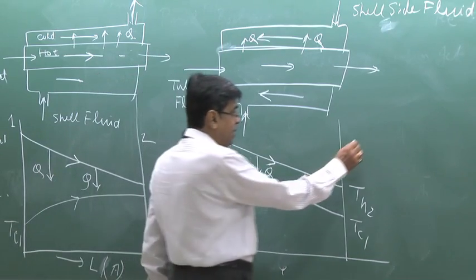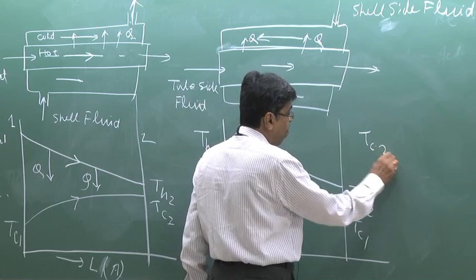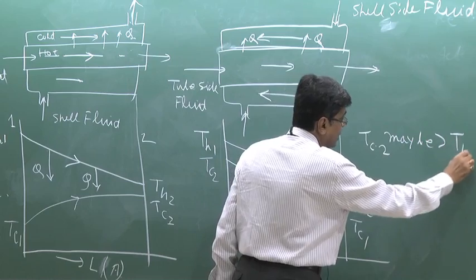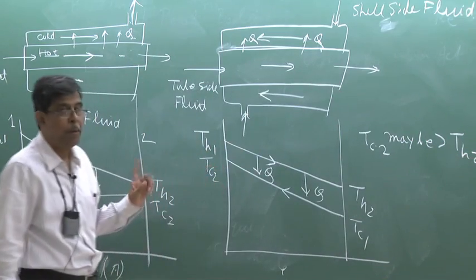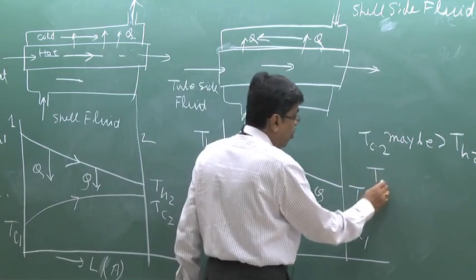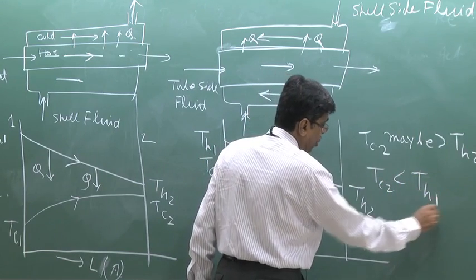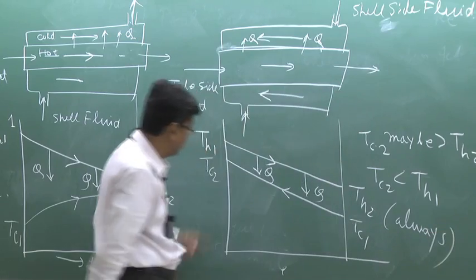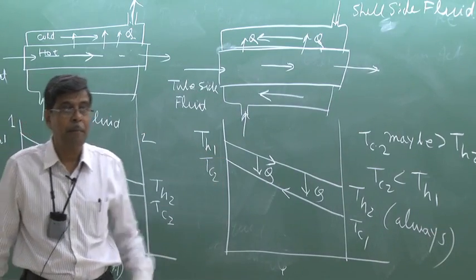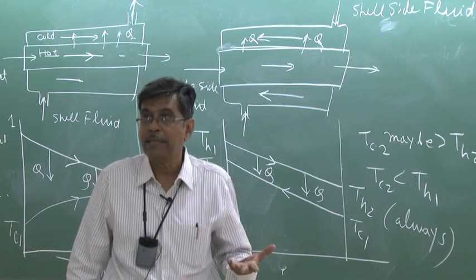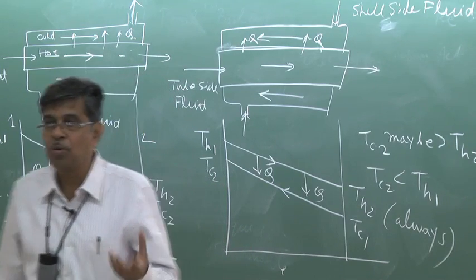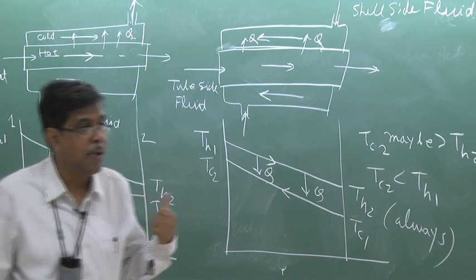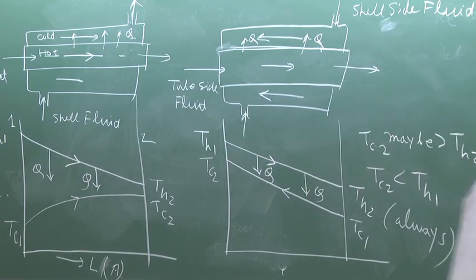That means here Tc2 may be greater than Th2 under certain conditions, but Tc2 is less than Th1 always. That means in a counterflow it is possible that the cold fluid outlet temperature may be heated more than the hot fluid outlet temperature. It is possible only in the counterflow, not in the parallel flow. Clear?